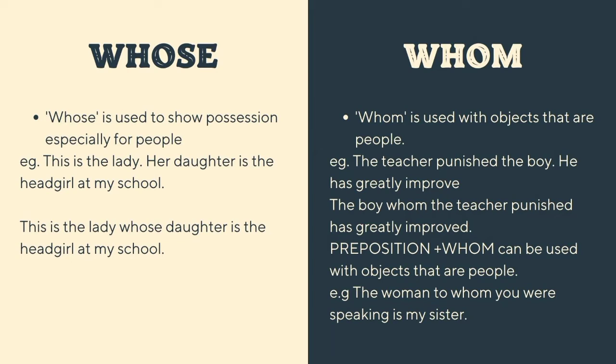Whose is used to show possession, especially for people. Possession, owning something. For example, this is the lady. Her daughter is the head girl at my school. How can you connect those two sentences? You can say, this is the lady whose daughter is the head girl at my school. The whose is showing that the daughter belongs to this lady. This lady owns this daughter. Done.